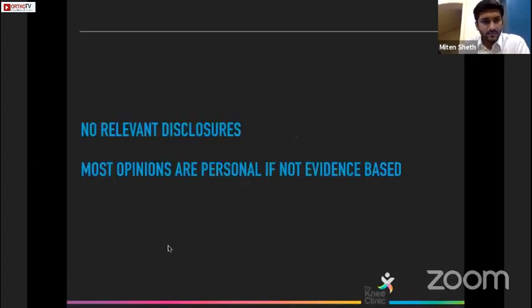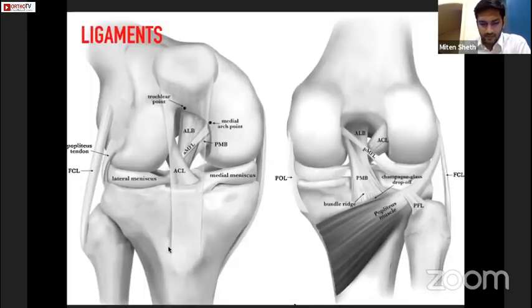That's because, of course, there are no relevant disclosures at this talk. This topic, most of the times, has a lot of level 3 and level 4 evidence, but no great level 1 and level 2 studies to drive treatment and management. So some of it is developed over time as a philosophy, and that's what we are going to discuss.